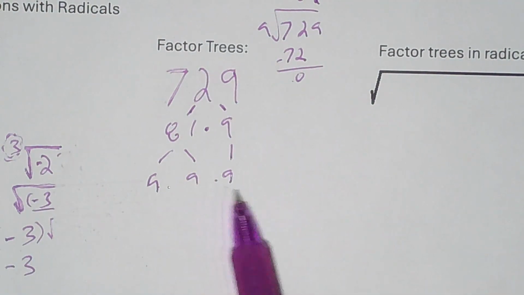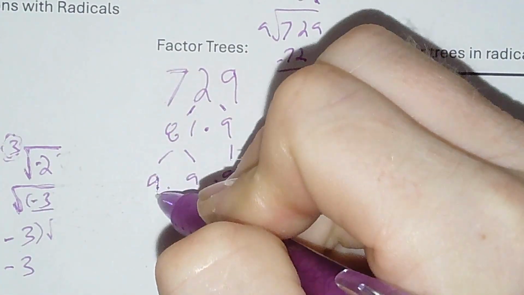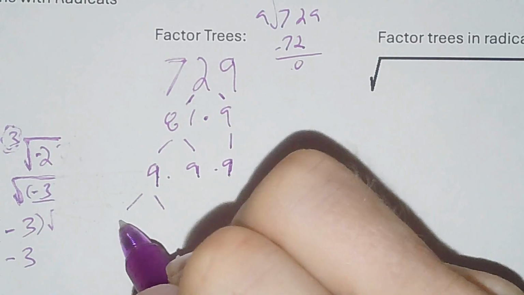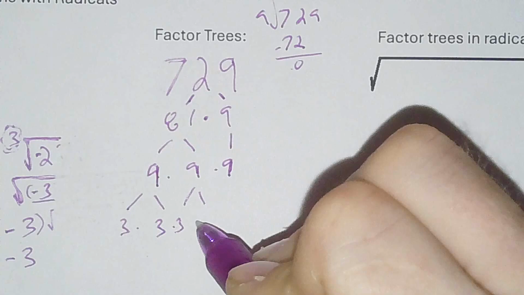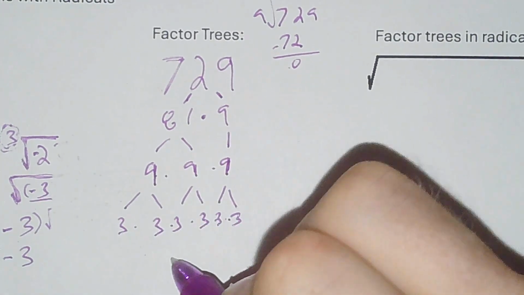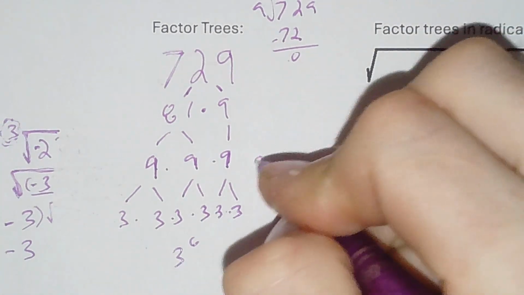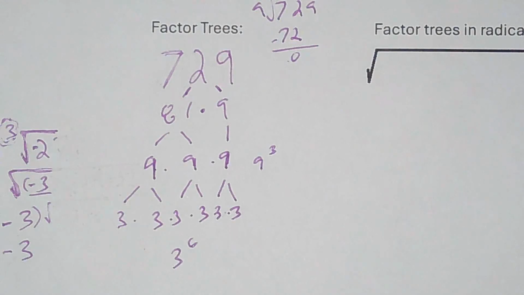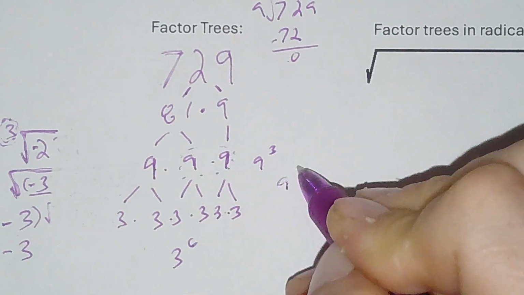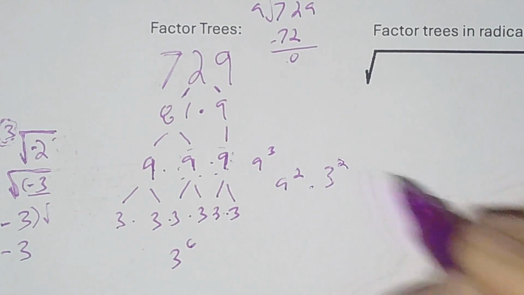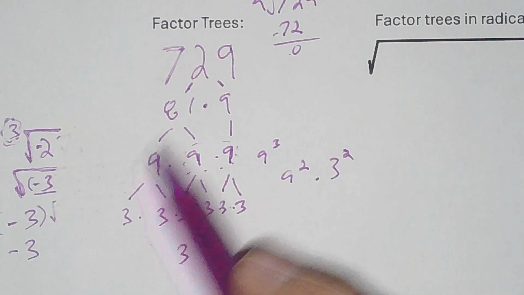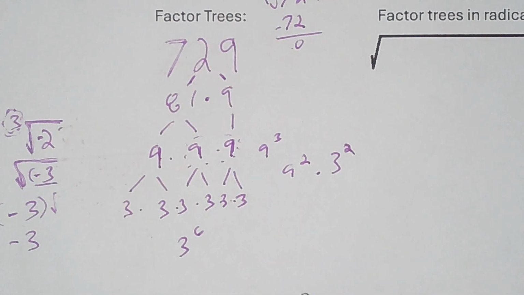So I know that this is at least 9 cubed, because 9 times 9 times 9 is 3 9s. Then I know that each 9 is 3 times 3, so counting them, 1, 2, 3, 4, 5, 6, it could also be 3 to the 6th. So it could be 9 cubed, it could be 3 to the 6th, it could be 9 squared times 3 squared, right? So there's a lot of stuff that this thing could be, but either way, those are the different ways that you could do this factor tree. All right, so what if I had a factor tree under a radical?